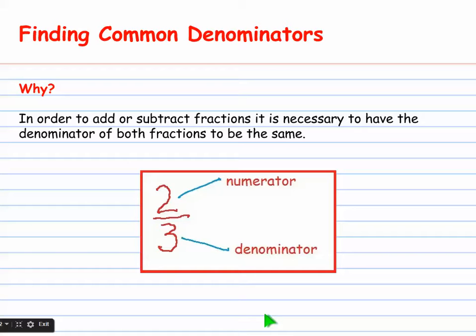Why do we need to find the common denominator? In order to add or subtract fractions, it is necessary to have the denominator of all the fractions be the same. If you have 3 fractions, 4 fractions, it must be the same. The denominator is the bottom number in the fraction. The numerator is the top number. These are names that you should know.